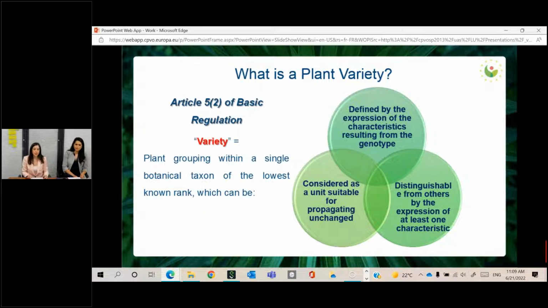Then this plant grouping must be distinguishable from others by the expression of at least one characteristic. So again, this means that the variety must be clearly distinct in at least one characteristic from other varieties. And then there is the requirement that the plant grouping is considered as a unit suitable for unchanged propagation. So in essence, a variety is the most tangible, let's say, classification in the overall taxonomy of plants.